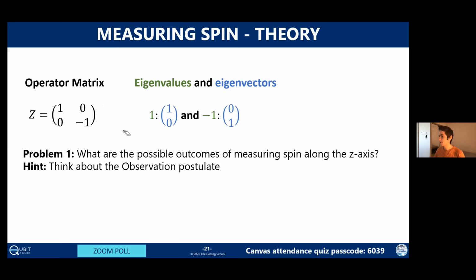Okay, so about 2/3 of you have answered. So I'm going to go ahead and work on this myself. Now, again, the question here is, what are the possible outcomes of measuring spin along the z-axis? So if I relate this back to measuring my desk, I take my measuring tape, put it across my desk, and I look at how long my desk is. And maybe I get it's 120 centimeters long, right?